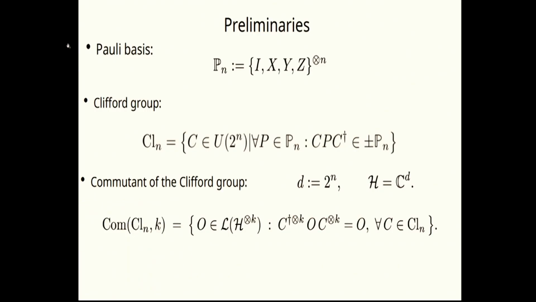So when I say commutant, what do I mean? I mean the k-copy commutant of the Clifford group. So if I have a Clifford that I apply, basically on k copies I apply the same Clifford. And then the commutant is just all operators on these n by k many qubits that commute with the unitary. Or to put it another way, they are invariant under the adjoint action of the tensor power of the Clifford.